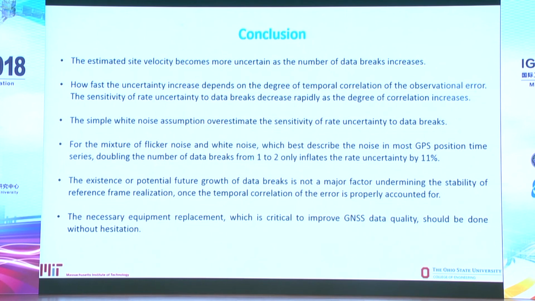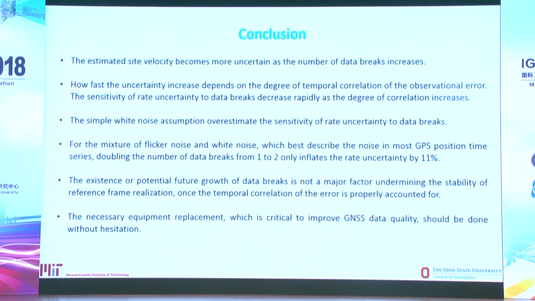But for current GPS time series, the most likely model is a mixture of flicker noise plus white noise. For this model, if we increase the number of data breaks from 1 to 2 per 10 years, the uncertainty in the rate will be inflated by only 11%. That is really not very significant. Therefore, the existence of data breaks is not a major factor undermining the stability of the reference frame, once the temporal correlation of the error is properly accounted for.